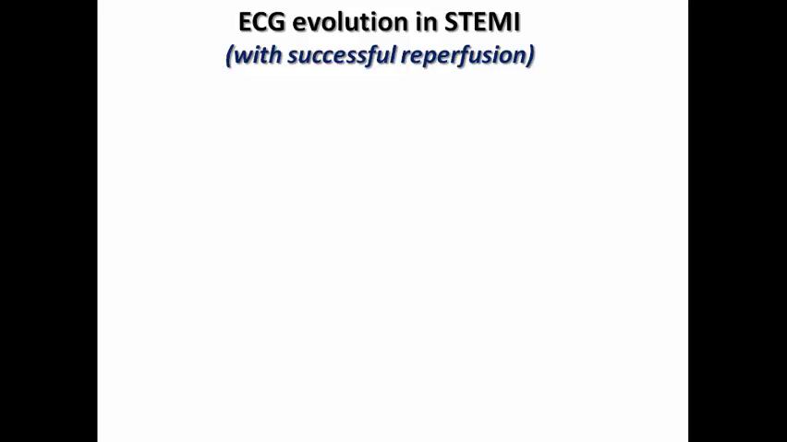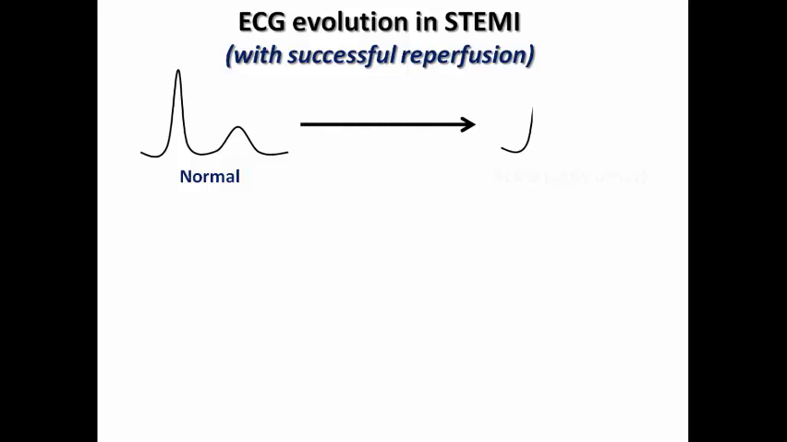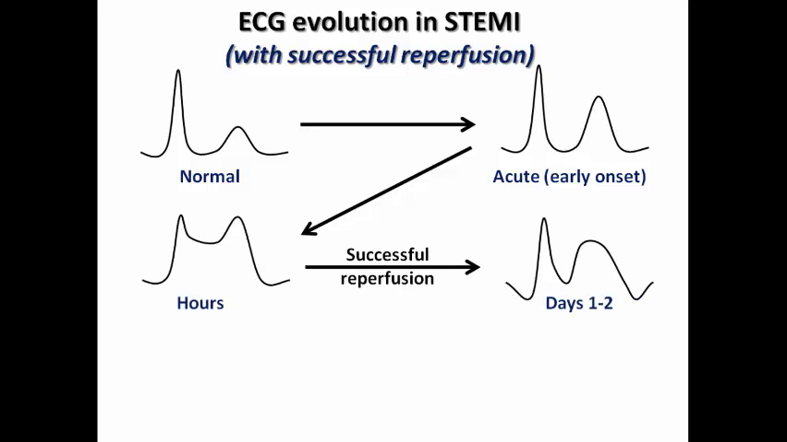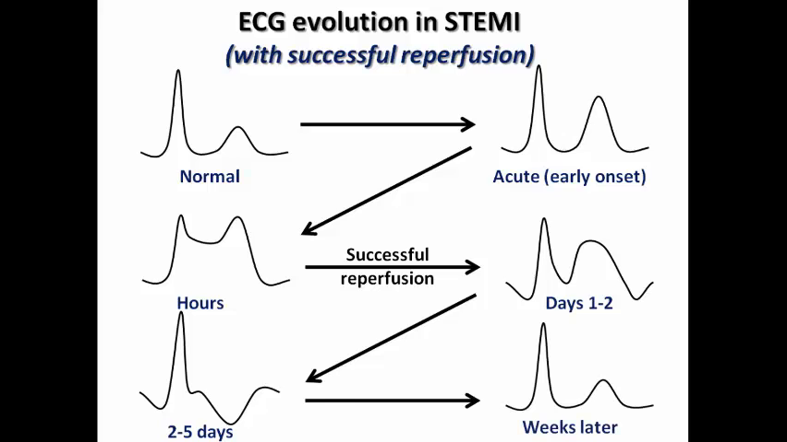Let's see here the ECG evolution with successful reperfusion. This patient had a normal ECG, and then he had acute coronary occlusion leading to hyperacute T wave followed by frank ST elevation within hours. Then with successful reperfusion either by primary PCI or thrombolytic, the ST elevation is reduced in amplitude by more than 50%. The T waves were slightly hyperacute as before, but less in amplitude. And then within 2 to 5 days, the ST elevation is nearly returning to normal with T wave inversion, and then weeks later, it returns back to normal regarding the ST segment and T wave changes.